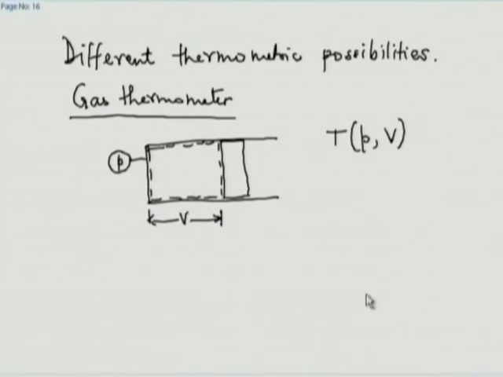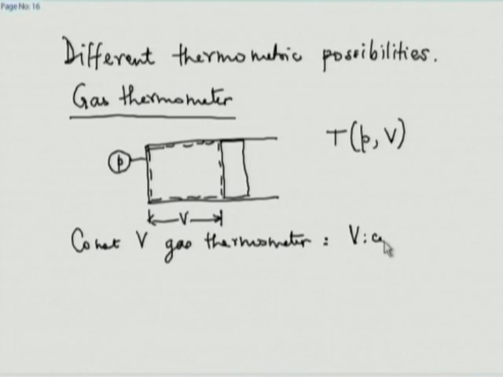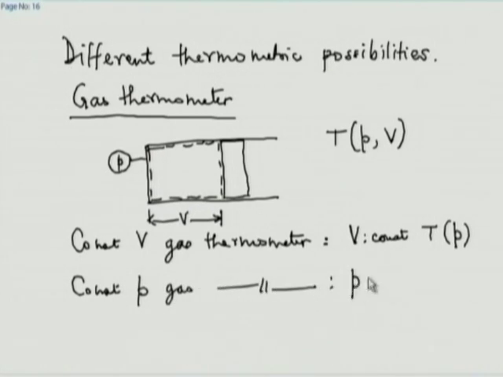Well, the two variables are not going to be very helpful to us. So there are two possibilities. One is a constant volume gas thermometer in which we freeze the piston, in which case V is kept constant and temperature would then be a function only of pressure. And the second one is the constant pressure gas thermometer in which the pressure is maintained constant and then the temperature is a function only of volume.